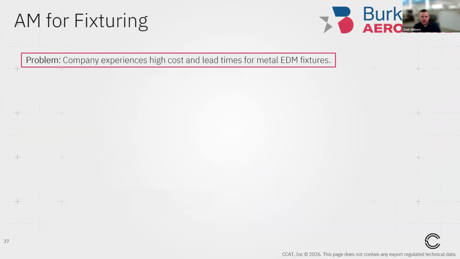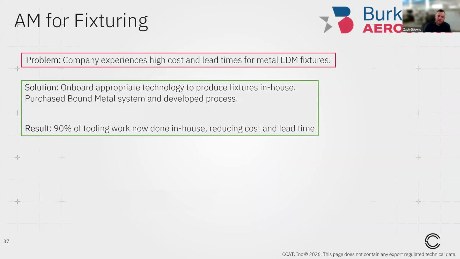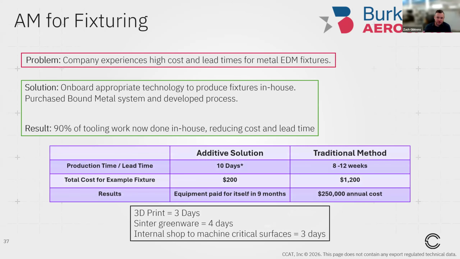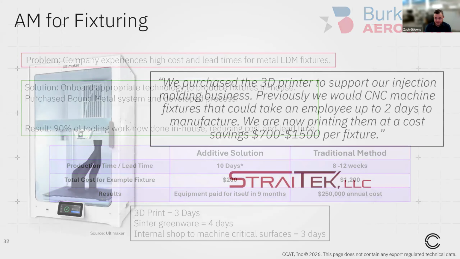Burke Aerospace, they were experiencing high costs and lead times for metal EDM fixtures. That's electrode discharge machining. We're basically using very high current to vaporize metal and cut it. So they brought a bound metal system in-house. This is a sinter-based additive process where they're now doing 90% of their internal tooling work in-house. So their traditional fixtures, a lead time of 8 to 12 weeks, cost of about $1,200 a fixture, compared to the additive solution, lead time of 10 days for the additive tool, internal cost of about $200. The result is their equipment paid for itself in about 9 months.